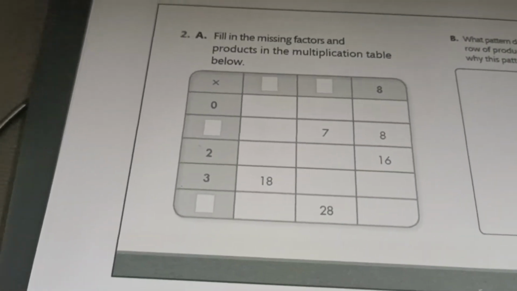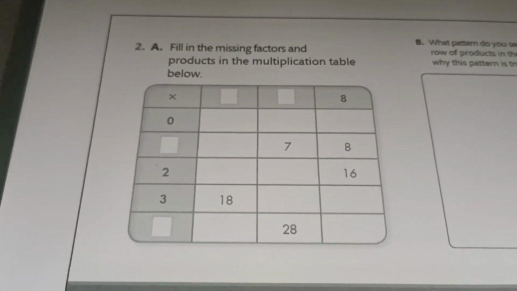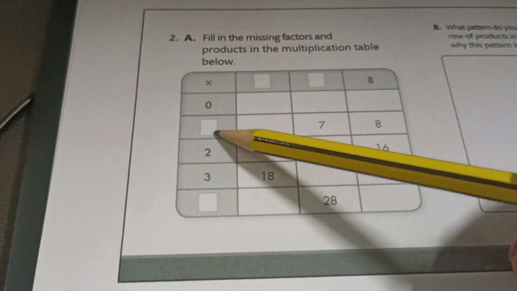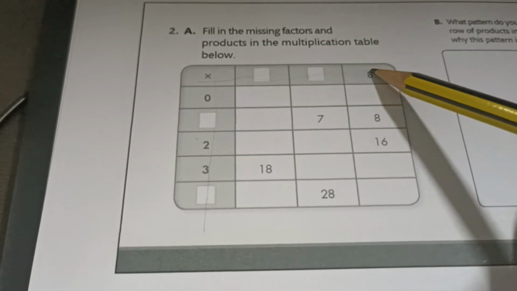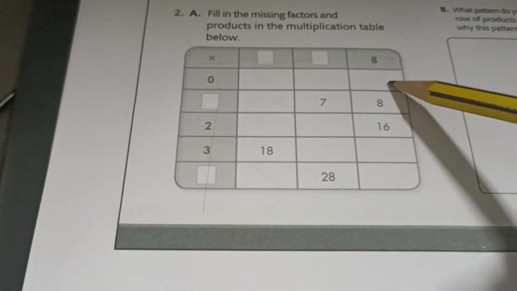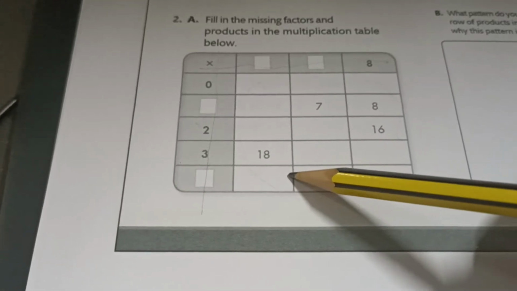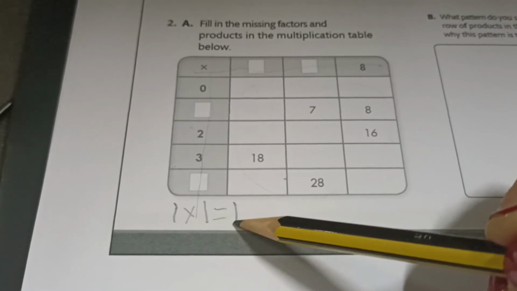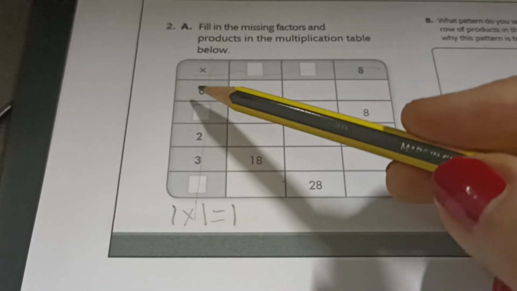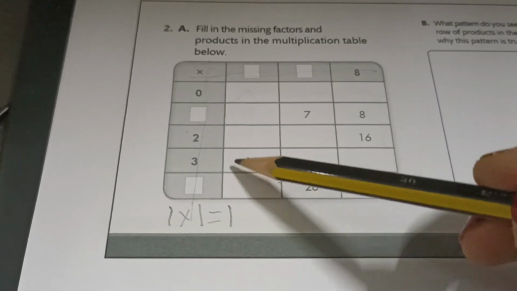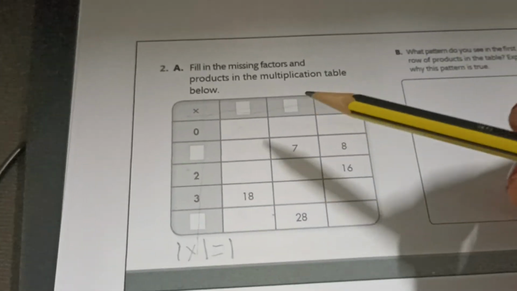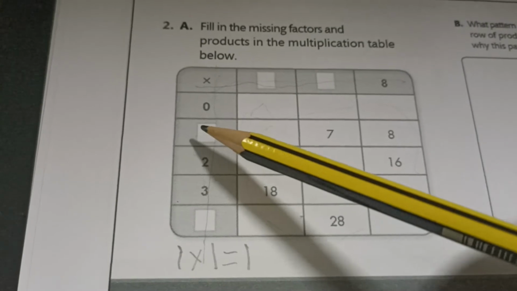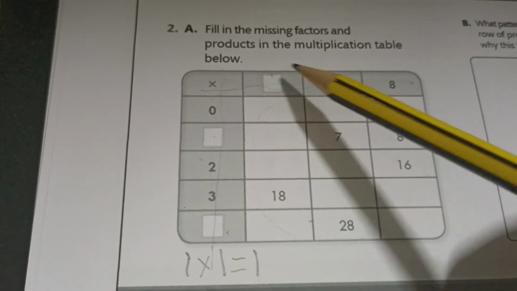Okay, this task is going to be a little bit tricky for you, but still, if you think carefully, you can do this. Okay, so in this line we have factors. In this line we have factors. Here in this territory, we have products. You remember, factor by factor is product, okay? So when you multiply this number by this number, it's going to be something here. So how to find missing factors? Because these squares that you can see are missing factors, okay?